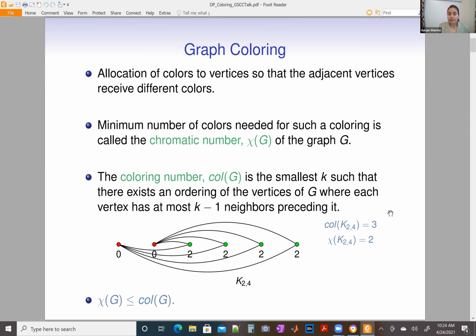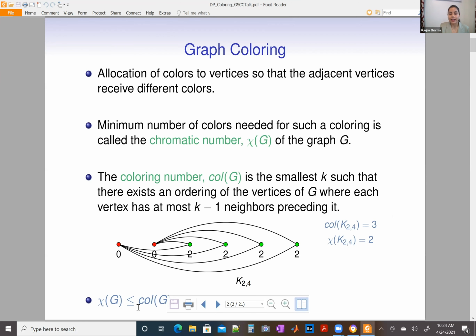Now moving on to coloring number. It is the smallest number k such that we can find an ordering of the vertices of graph G such that each vertex has at most k minus one neighbors before it in that ordering. Here is an example of a complete bipartite graph K_{2,4}. There might be different orderings, but this is the one that specifically demonstrates that the coloring number of K_{2,4} is 3.